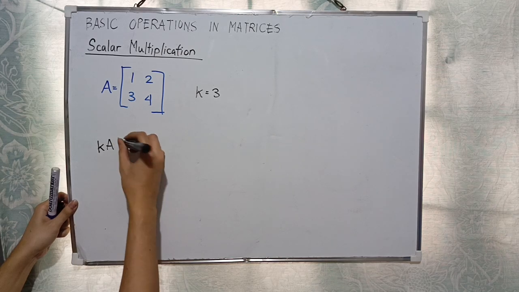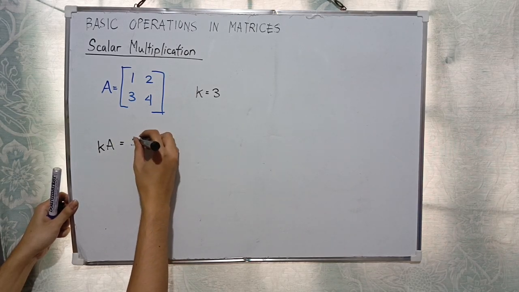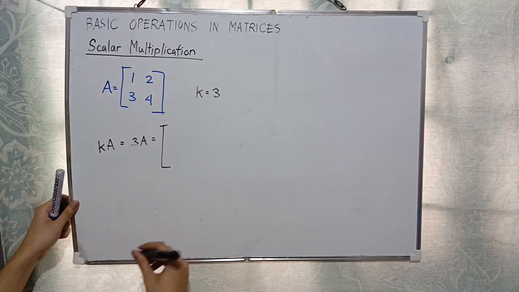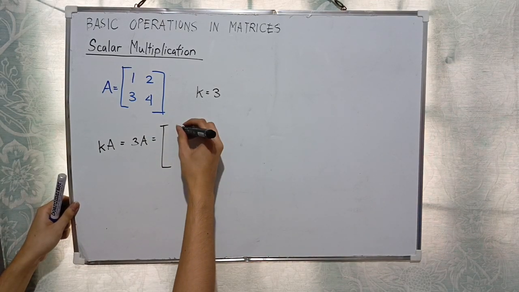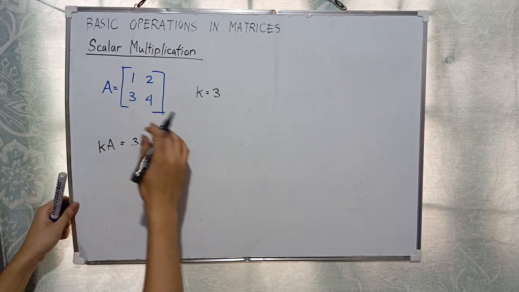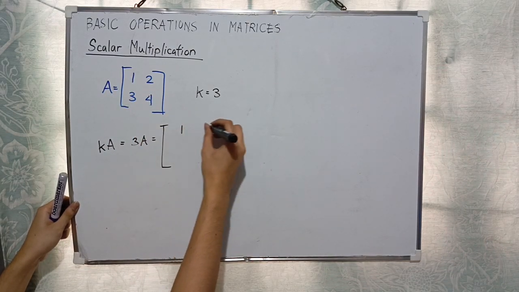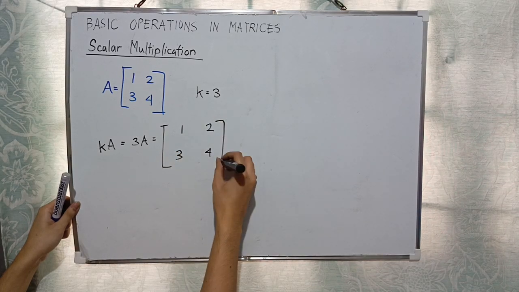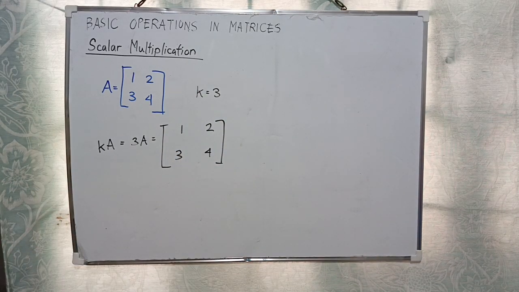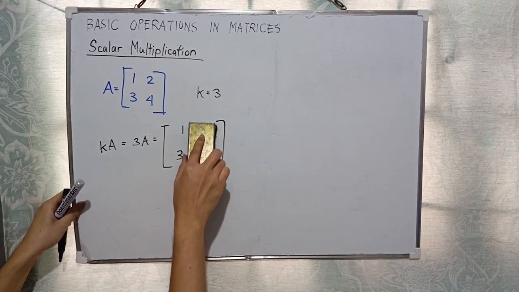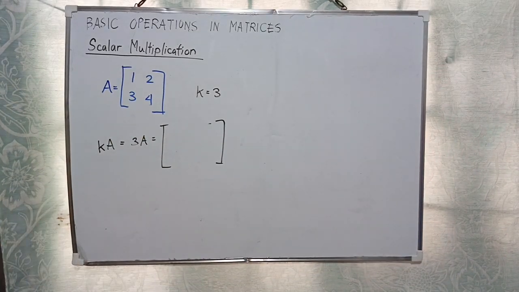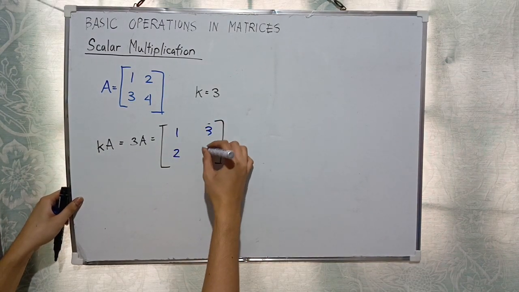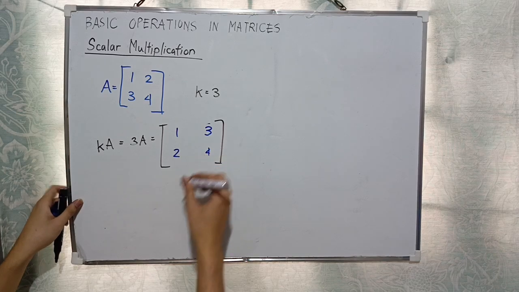A, which is equal to 3A. So that will be this one. So just copy each of the elements in matrix A. So we have 1, 2, 3, 4. Wait, let me use this marker. So we have 1, 2, 3, 4.